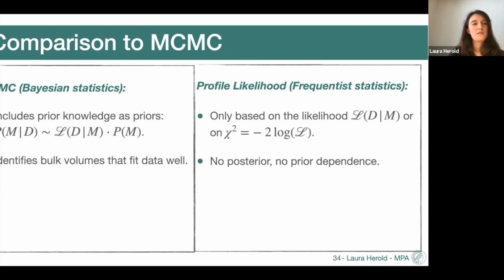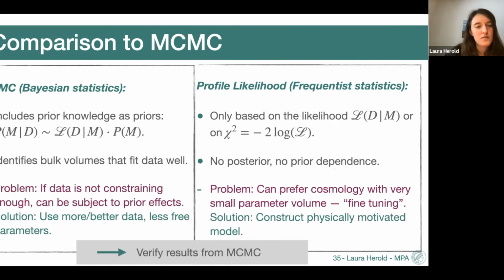So why would it be interesting to look at the profile likelihood if one already ran an MCMC? For that, I have a small comparison of the two methods. The MCMC constraints are based on Bayes' theorem, which says that the posterior is proportional to the likelihood times the prior, where the prior is given, for example, by theory or by previous experiments. And because the likelihood is weighted by the prior volume, the posterior has the property that it identifies bulk volumes, so large volumes that fit the data well. On the other hand, the profile likelihood is based on a much simpler quantity, only on the likelihood. So there's no posterior, no prior.